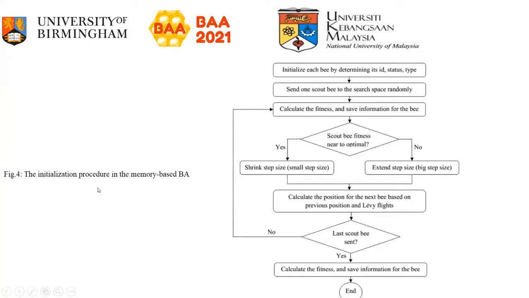So this is the initialization procedure in the memory-based BA. These are the procedures that we use to introduce the initialization method in BA. The motivation of this is to make it easy to get start points for the Levy flights. The first start point for the first Levy motion was obtained using uniform distribution.